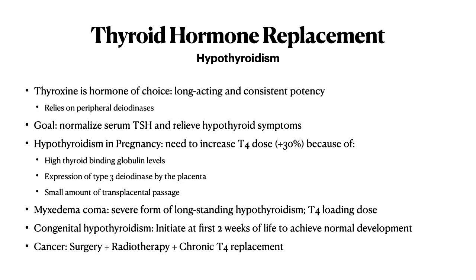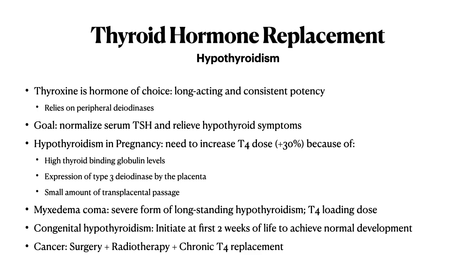So in myxedema coma, this is a severe form of long-standing hypothyroidism. So you need to provide a loading dose of T4. So initially, you provide T3 to provide rapid activity of thyroid hormone, and then instead of just giving the normal requirement of T4, you provide a loading dose higher than the normal dose before you taper off to lower T4 doses.